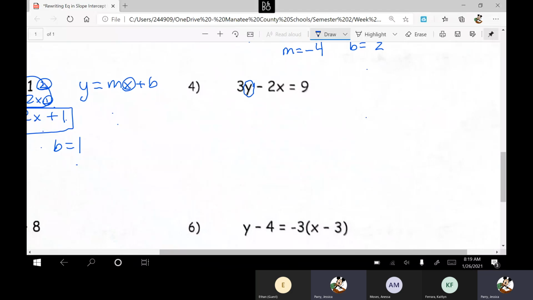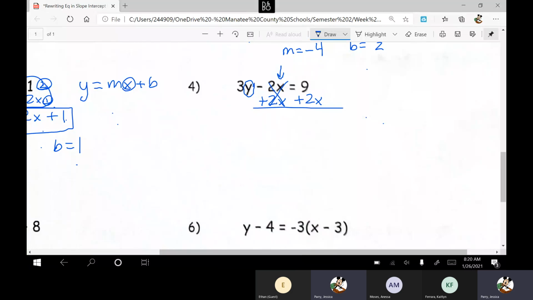We want to get the variable y all by itself. So first, let's get rid of this -2x. So we need to move that -2x to the other side. What should I do to move that -2x? How can I move that -2x? What is the opposite of -2x? Go ahead and type in the chat or turn your microphone on. What is the opposite of -2x? Awesome. The opposite of -2x is positive 2x or plus 2x. So add 2x to both sides.